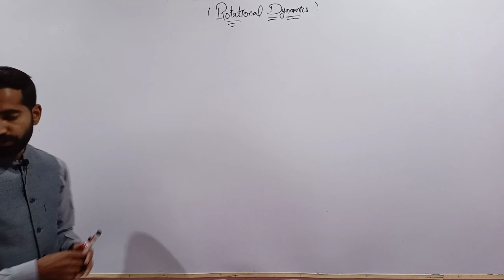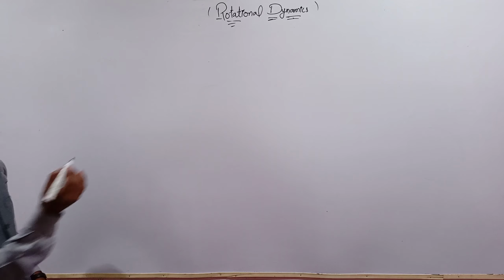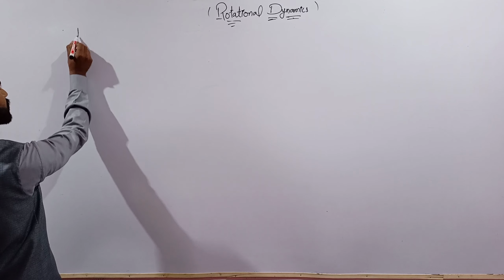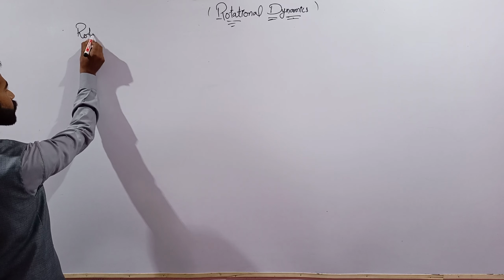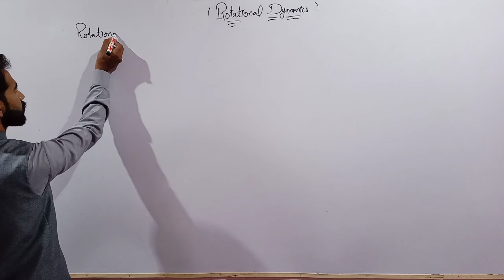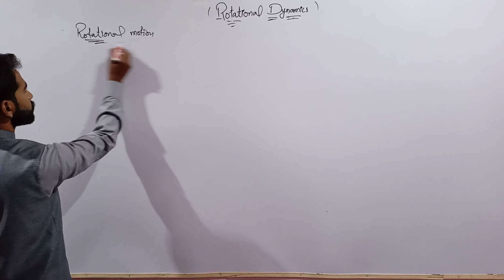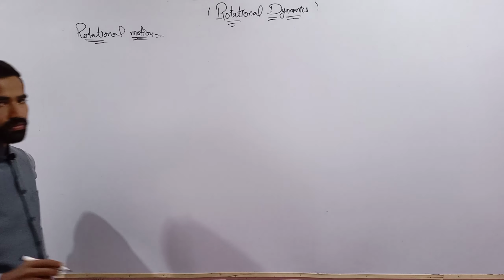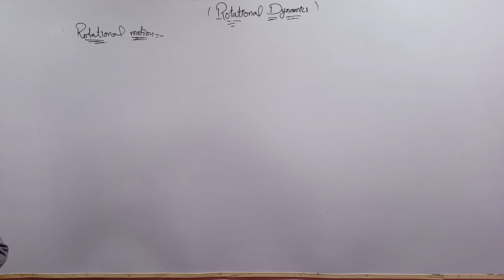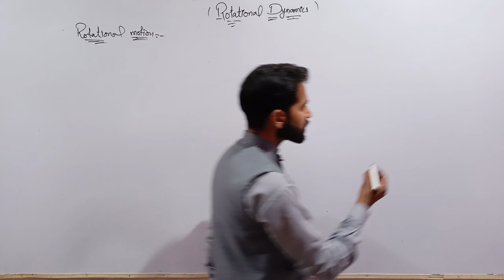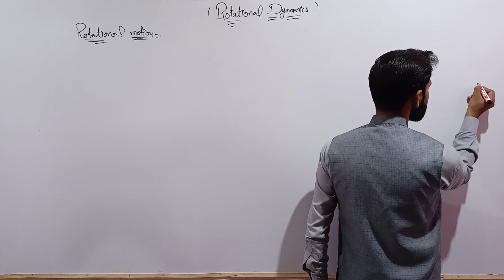So first we discuss what rotational motion is. Our first topic is rotational motion. We define it as the motion of a body about its axis of rotation is known as rotational motion. The motion of a body about its axis of rotation.